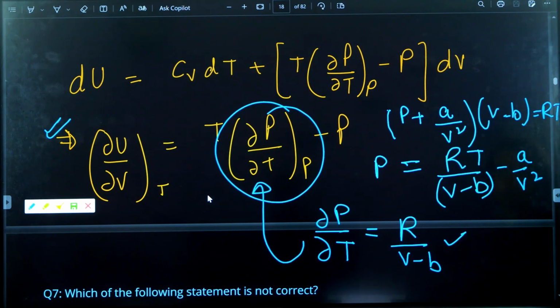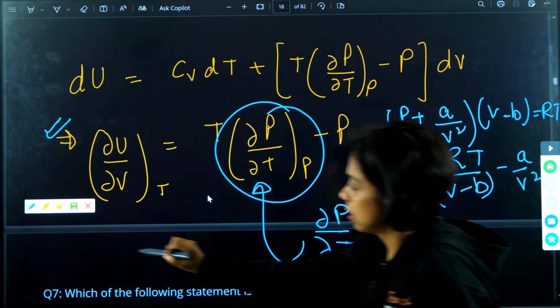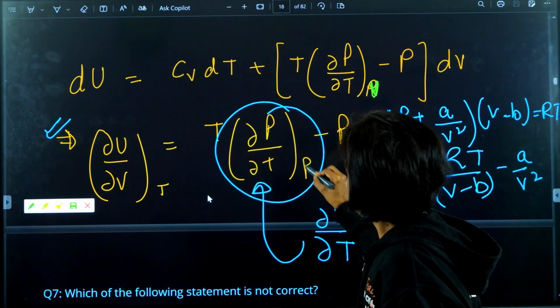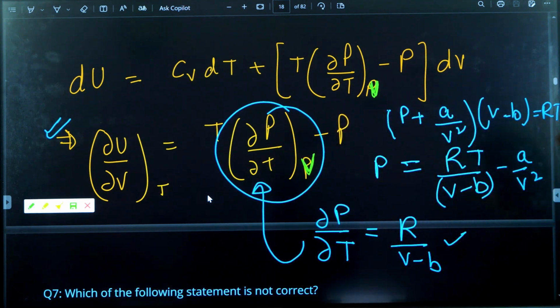Oh, this is not P, this is at constant V. Please see this: dP by dT at constant V. We are differentiating P with respect to T, so it has to be at constant V. Got it, guys? Done?